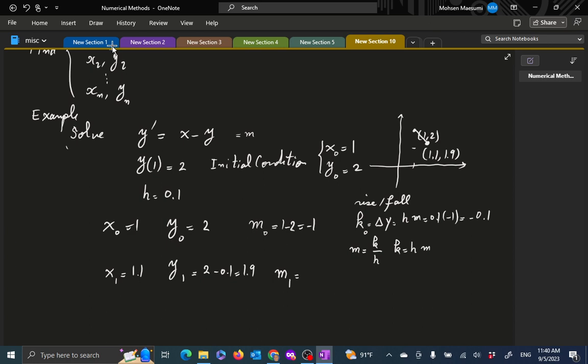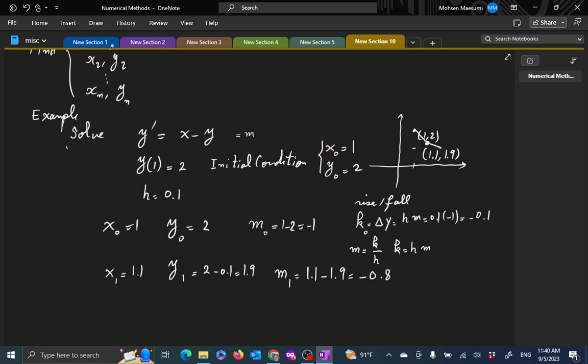So m is x minus y, where x and y are the current values. So it's 1.1 minus 1.9, which is -0.8. Previously my slope was -1, now my slope is -0.8, which means I'm not falling as fast as I was falling before. I'm a little bit more gentle now.